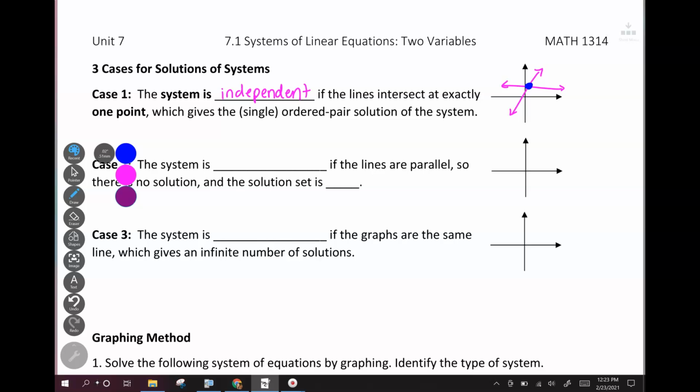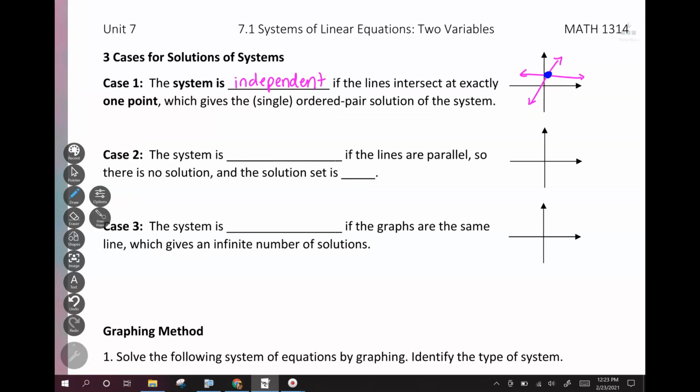Then your system is considered inconsistent if the lines are parallel, which means there is no solution because the lines do not intersect. The solution set is the empty set. If my lines are parallel, like so, there's no intersection, and we know that where two lines intersect is the solution. Since parallel lines never intersect, there is no solution, and we call that system inconsistent.